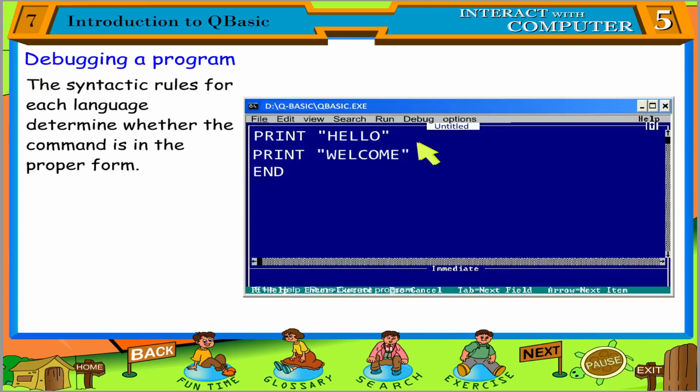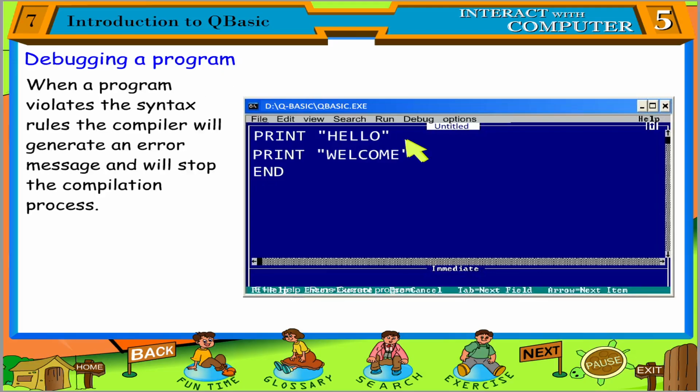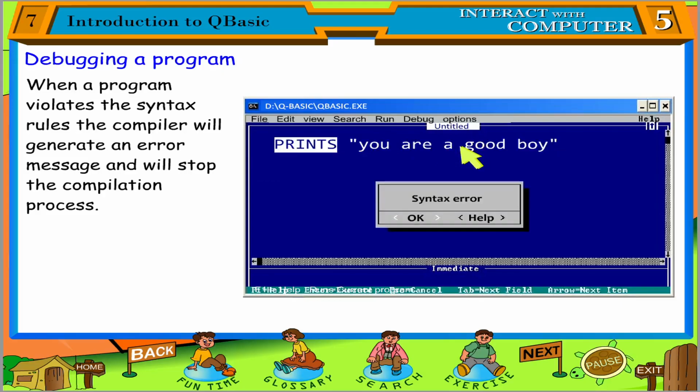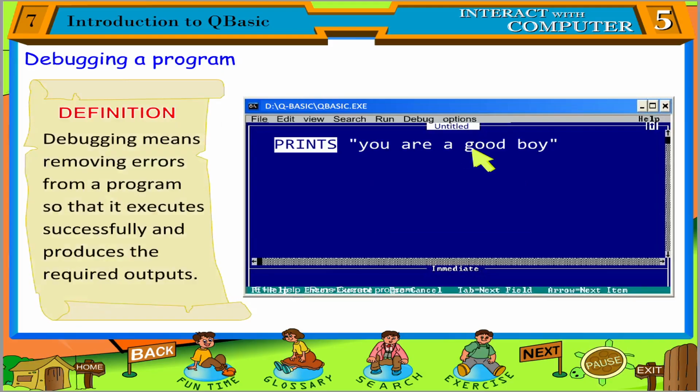Debugging a program. The syntactic rules for each language determine whether the command is in the proper form. When a program violates the syntax rules, the compiler will generate an error message and will stop the compilation process. Debugging means removing errors from a program so that it executes successfully and produces the required outputs.